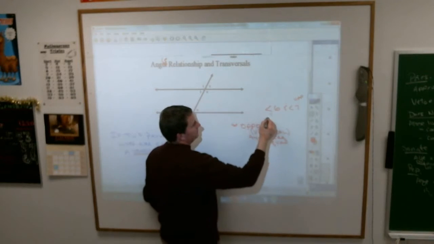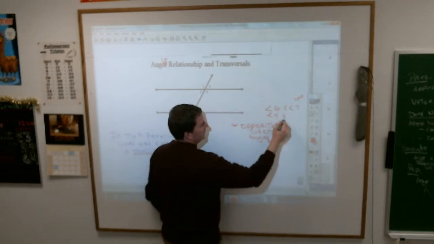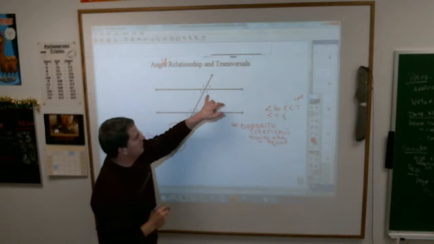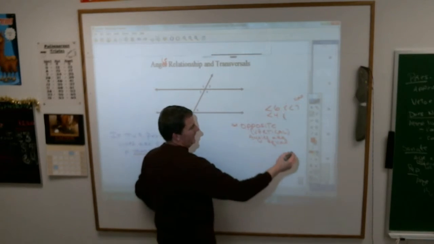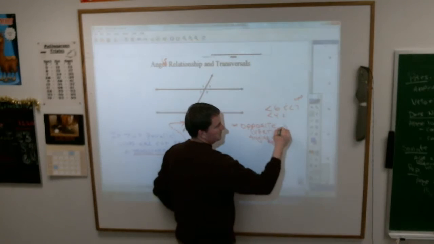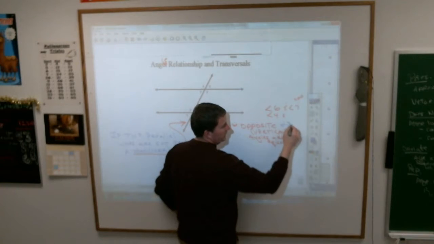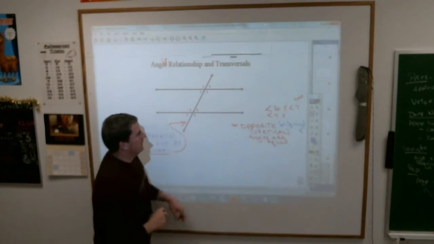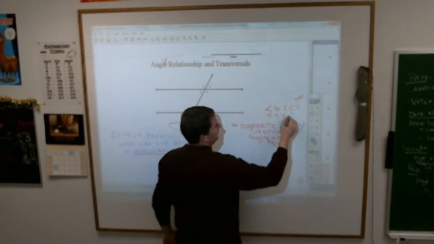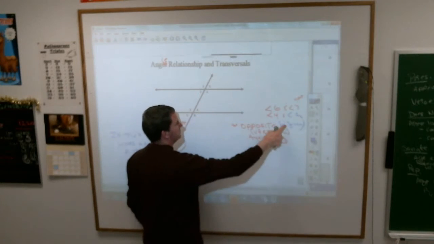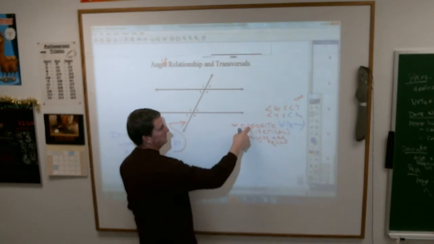Angle 4 and what other angle are opposite? Angle 4 here, the opposite, maybe a better word would be diagonal. Maybe that'd be a better word to use, that help you remember. Angle 4 is opposite of what angle? Peter? Angle 1. Angle 1. This one? This one? This?